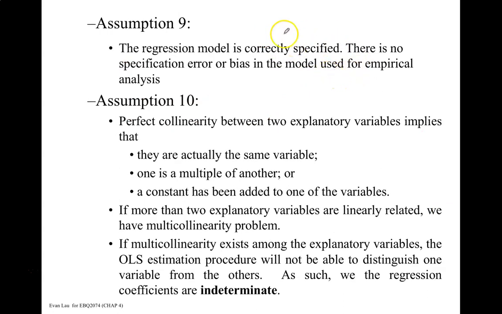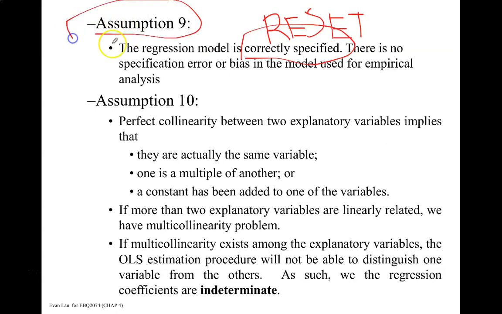Number 9 is that we can test this condition with the Ramsey RESET test. Let me write up the word RESET here. Ramsey RESET, correctly specified, means that there is no specification error: the choice of the correct model, the choice of the correct functional form, the variables used are optimal, and so on. This assumption will be tested in later chapters of this class.